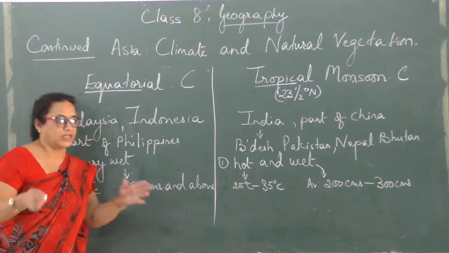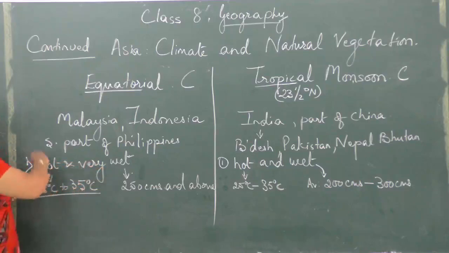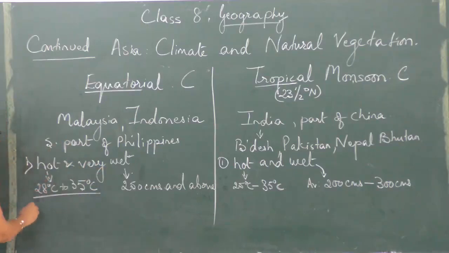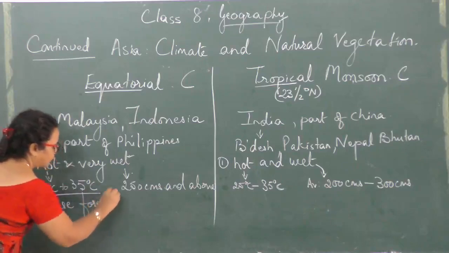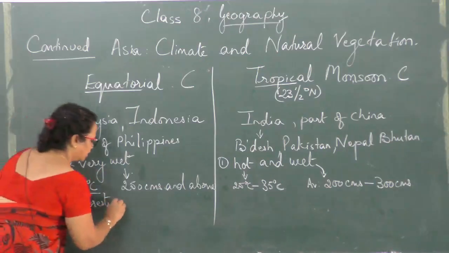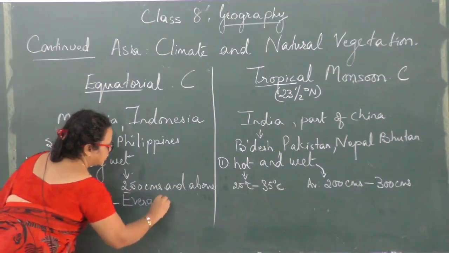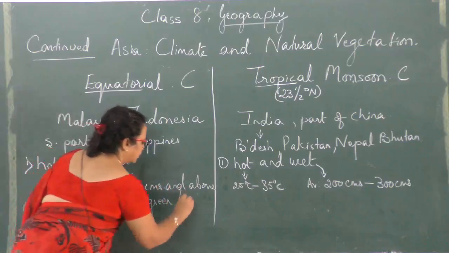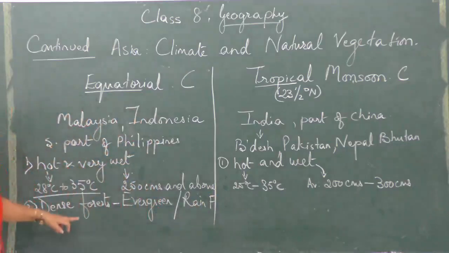Clear? Now there is a close connection between climate and vegetation. It is very hot and very wet, so we get the second feature here, we get very dense forests, which are called evergreen tropical evergreen or rain forests. They are very dense. There is no place for us to walk in between the trees. Very thick growth is there.